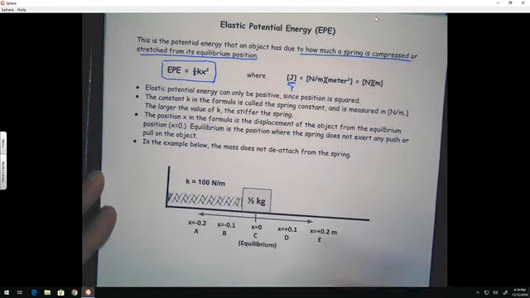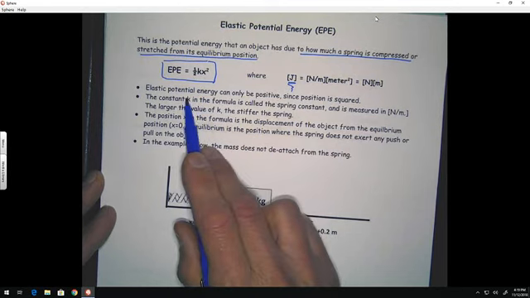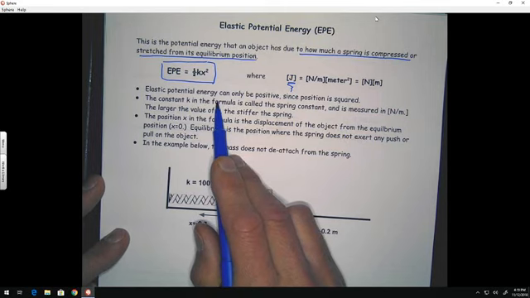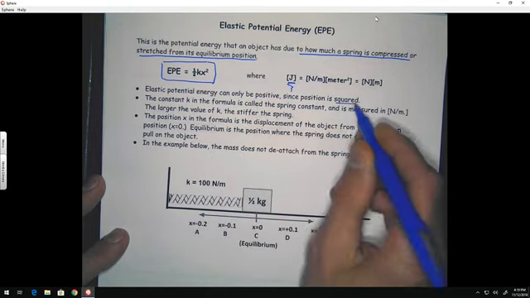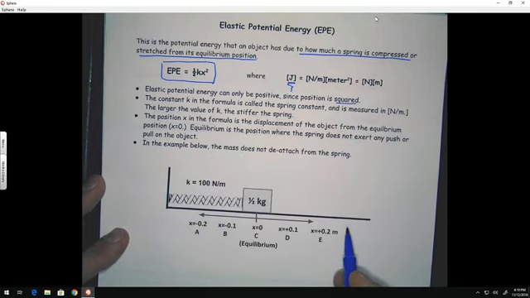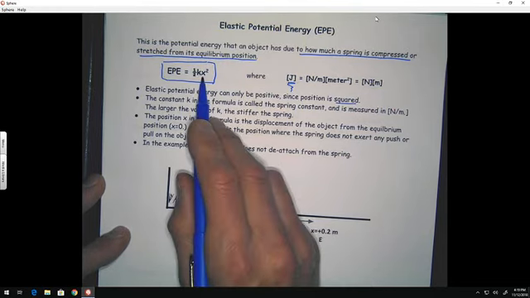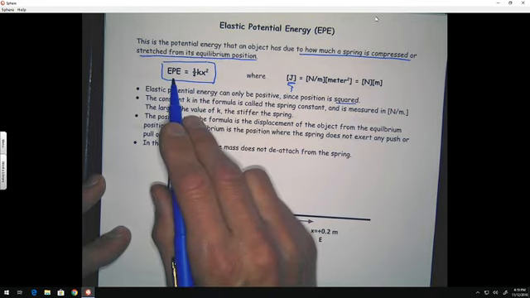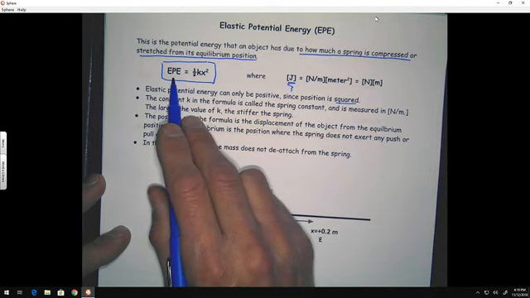Okay, so a couple of bullet points here. One of them is elastic potential energy can only be positive since position is squared. Okay, so even if the position is negative, meaning you're to the left of equilibrium, when you square that position, it still makes it a positive. So like kinetic energy, elastic potential energy can only be positive.